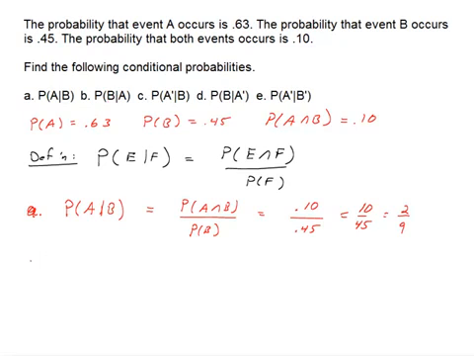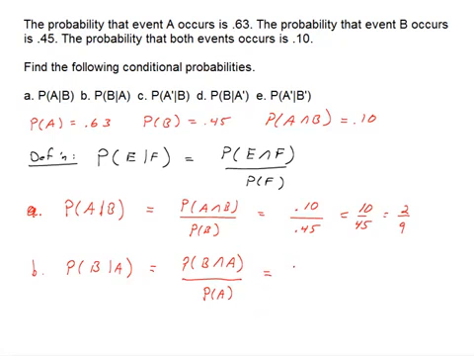B is very similar. We just have to use the definition. Now I'm looking at the probability of the event B occurs given that A has already occurred. So B given A is the probability of the intersection again. And the nice thing about the intersection, it doesn't matter if I say A and B or B and A. It's the same overlap region in a Venn diagram. So we know that the order in which I write the intersection of two events does not matter.